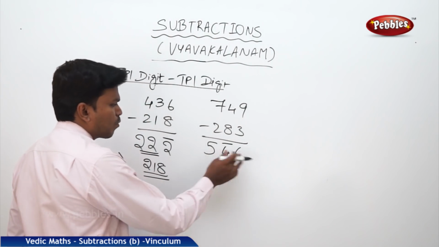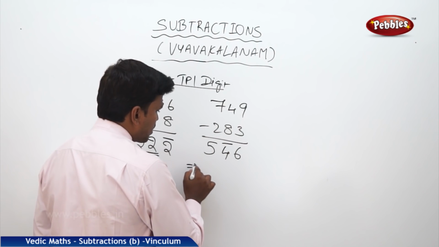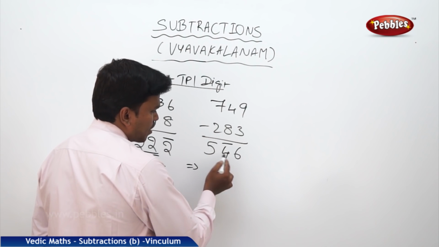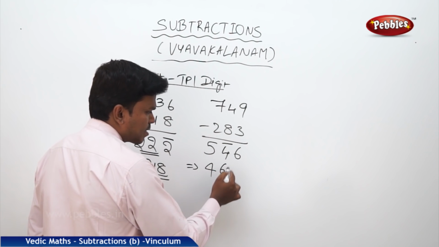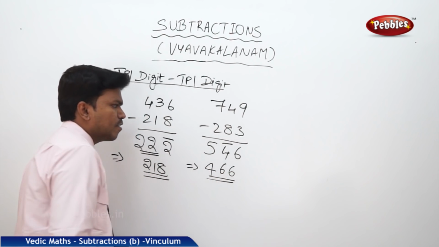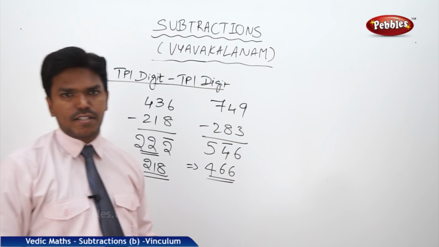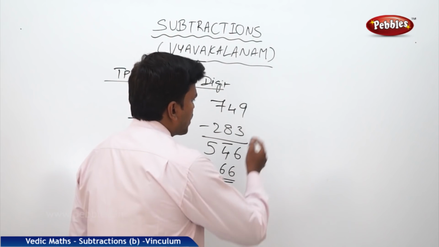Now 5, 4 bar, 6. Now you tell me. The number before the bar will be reduced by 1, and this is the complement, 6, and 6 as it is. So what is our answer? 466.